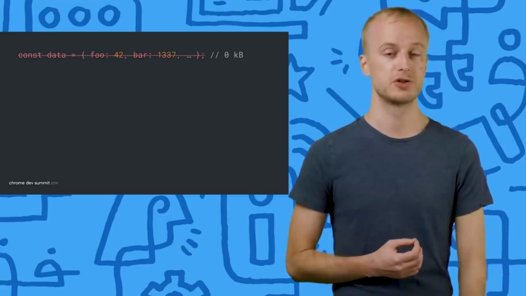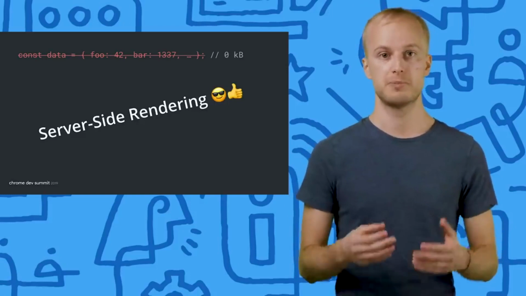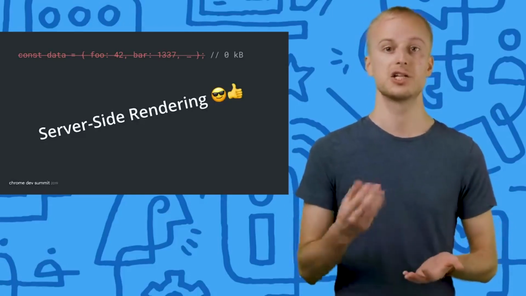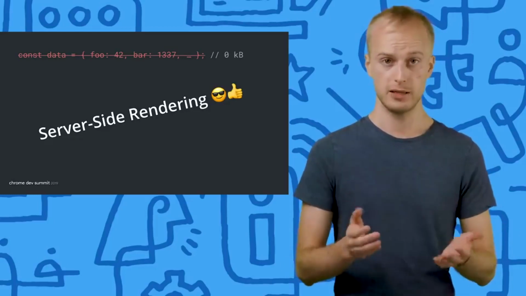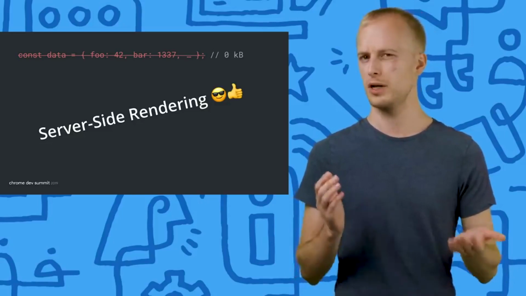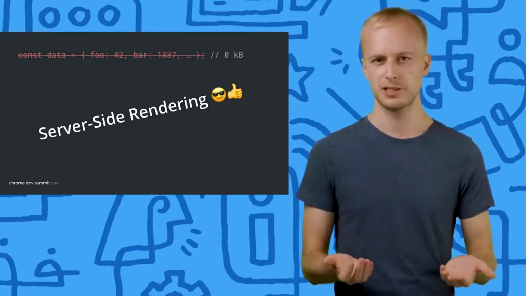One approach is to use server-side rendering. You serve plain HTML that already contains the processed form of the data, and therefore no JavaScript is required for the initial load of your app. This way, you can avoid the need for the large JavaScript objects entirely. But what if you can't use server-side rendering? Is there anything else we can do to improve performance?